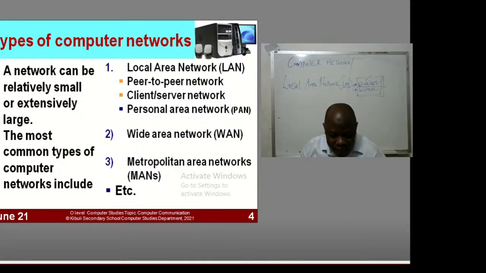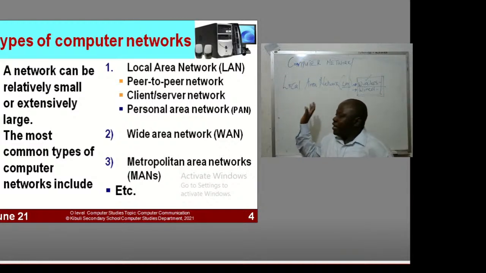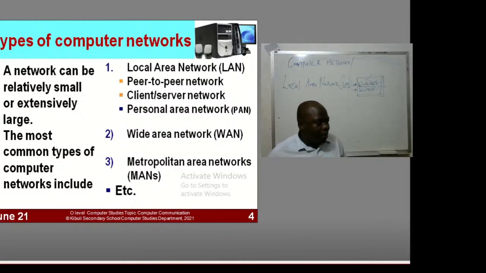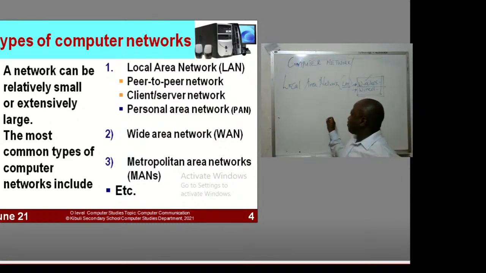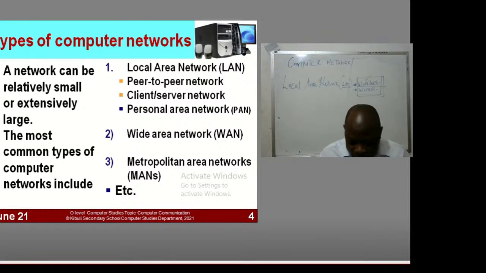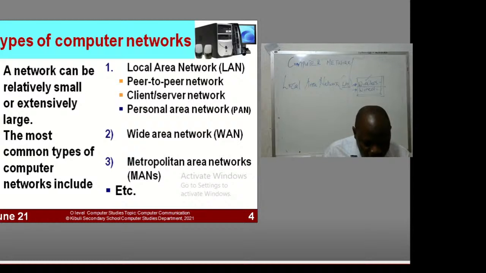Here we are talking about a very small network. So that is local area network. But within the local area network, we look at different aspects. There are other types of networks within those networks. The first one you look at there is peer-to-peer. I will come back and explain what we mean by peer-to-peer. Then we have what we call client and server network. We shall again go through that. Then we have what we call personal area network. It's another type of network we shall be seeing.